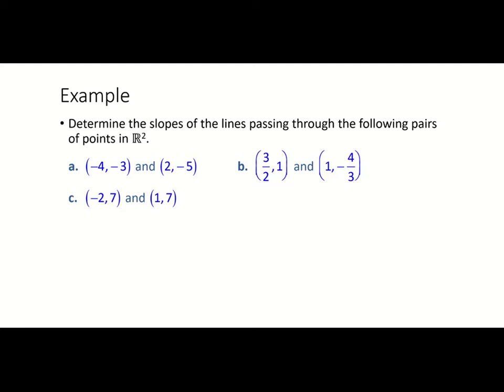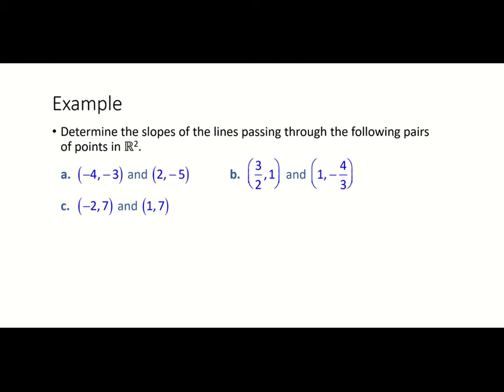Now the last one we need to look at is C. So again, I'm going to label them. We've got x1, y1, x2, y2. So when I do the math, I'm going to do 7 minus 7 over 1 minus negative 2. 7 minus 7 will give me 0, and then 1 minus negative 2 will give me 3, because you change subtraction to addition and take the opposite of the second number. Now, I get 0 over 3. 0 divided by anything is always 0.